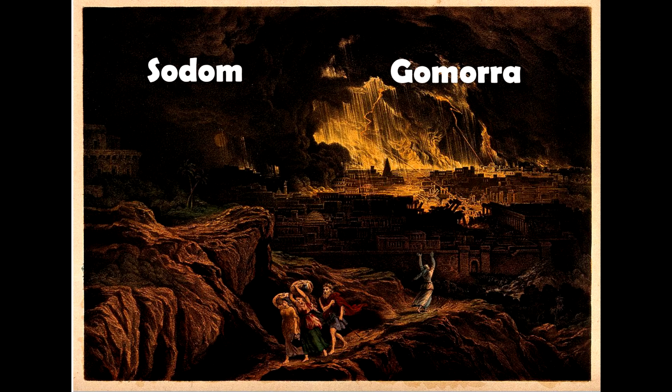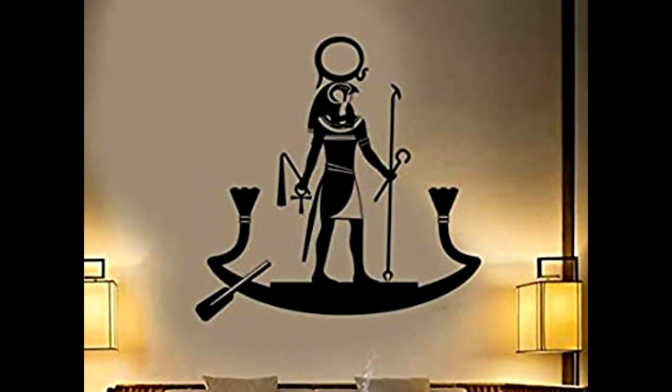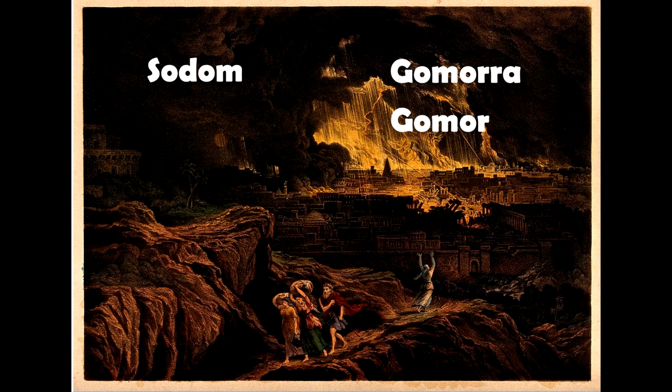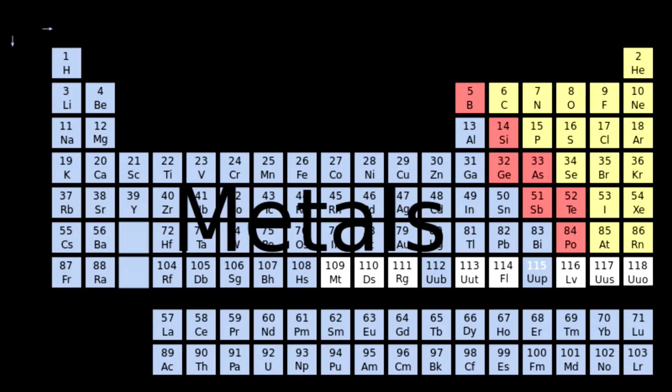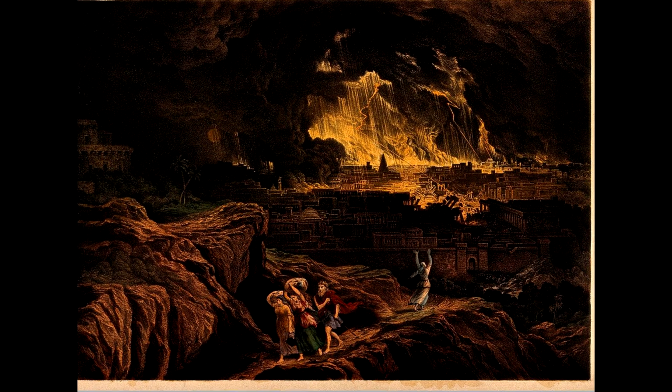Let's analyze the words. You can drop the Ra of Gomorrah because the Ra has been put there out of religious purpose. That gives us Sodom and Gomorrah. So you can turn around the Mor and that gives you Sodom and Gorom. I think the Mor means metal. That will become clearer later in the video. Now let's presume that Sodom is the Ba, basot, zinc, and that Gorom is the Ka, the copper.